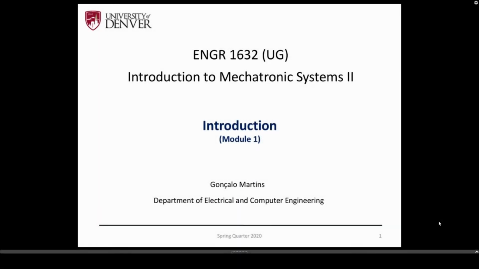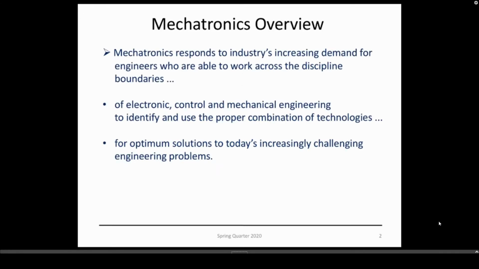Let's go over the word mechatronics. Mechatronics comes to respond to the increased demand of engineers with cross-disciplinary knowledge. Companies were in need of mechanical engineers with knowledge in the electrical field, and vice versa, electrical engineers with knowledge of mechanical concepts, and mechatronic degrees or mechatronic classes come to answer that demand, involving students in different disciplines.